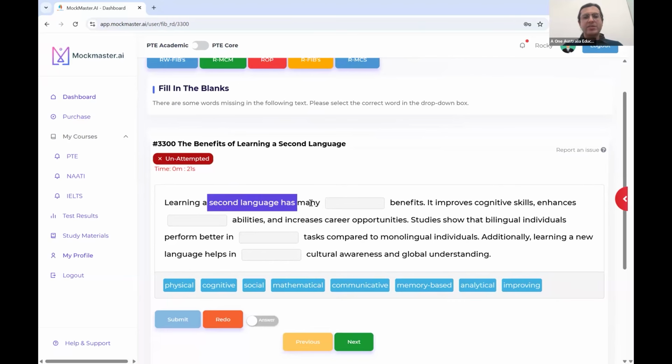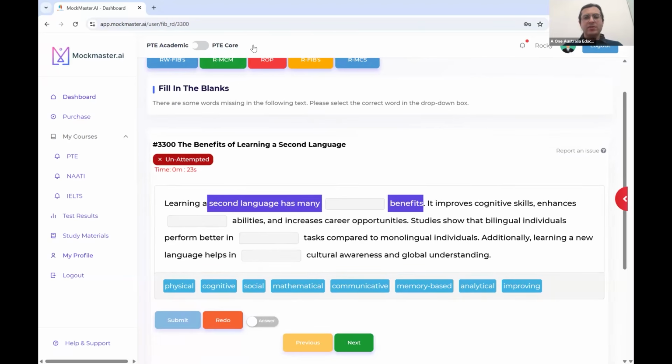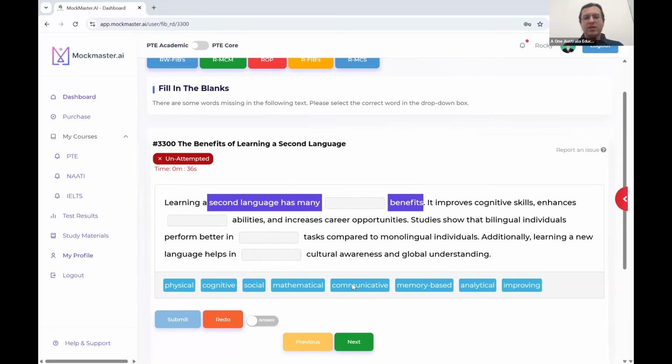Learning a second language has many dash benefits. Benefits is something positive, right? So obviously it is something positive, and maybe you see the word cognitive over here. So probably the best option can be cognitive, has many cognitive benefits. There are some other options as well, like communicative or memory based. But let's continue. Let's put the word cognitive over here.